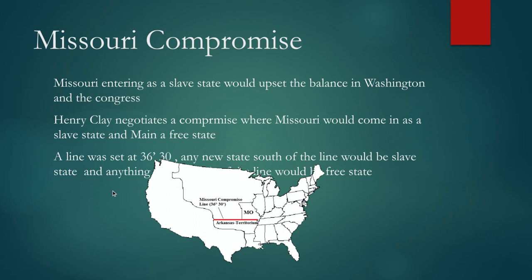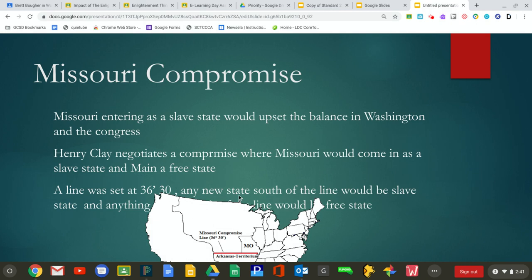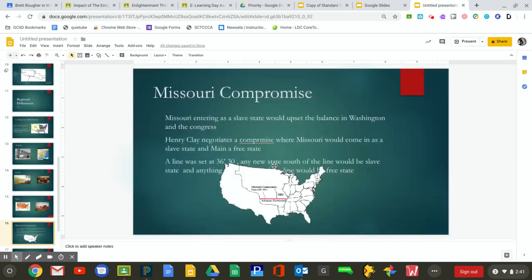A line is going to be set at 36 degrees 30, and anything below this line is going to be a slave state. Anything above this line to the north is going to be a free state. So the Missouri Compromise sets the line at 36°30′. Anything to the north would be free. Anything to the south would be slave states.